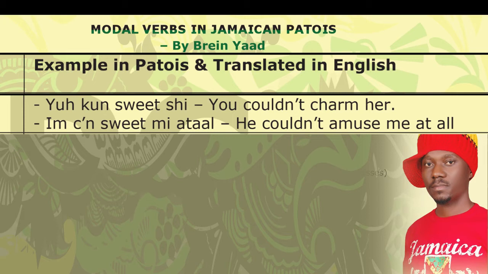So you couldn't switch she. To sweet somebody is to amuse them, to charm them, to delight them. So you couldn't sweet she, you could not charm her. And the next example is, him couldn't sweet me at all, meaning he could not amuse me at all. He was not funny. He was not hilarious. Sometimes you don't need so much money to date a cute lady. You just need to be charming.